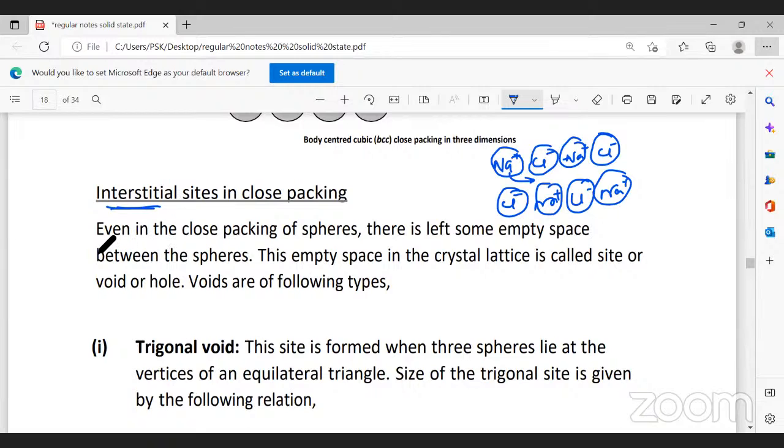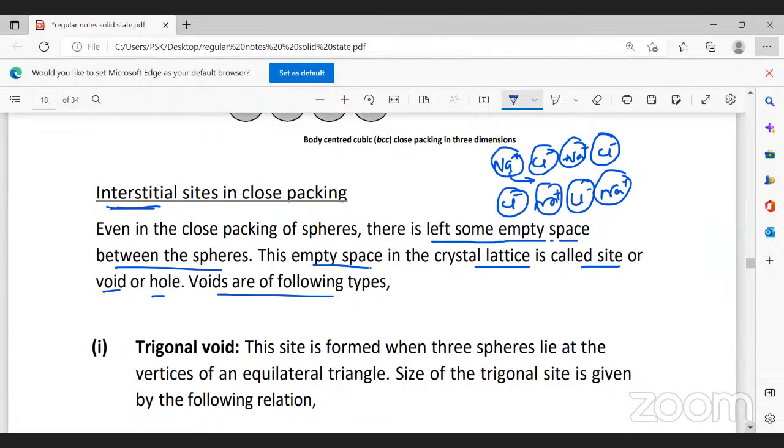Even in closed packing of the spheres, there is some empty space left between the spheres. This empty space in the crystal lattice is called a site, or a void, or a hole. These voids are of the following types. I told you what interstitial sites are. The space between the two layers is called interstitial sites.